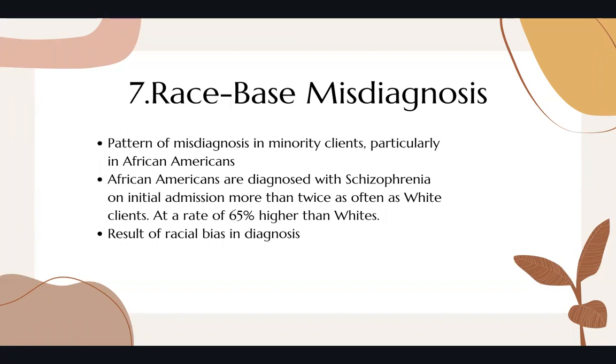7 is race-based misdiagnosis. This is something the author really emphasized as well: there has been a pattern of misdiagnosis in minority clients, particularly in African Americans. He stated that African Americans are diagnosed with schizophrenia on initial admission more than twice as often as white clients, at a rate of 65% higher than whites. The author states that this is a result of racial bias in diagnosis. So it's very important to keep our biases in mind as we're working with our clients.